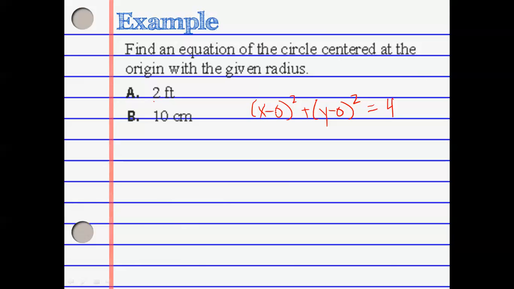Now here, we don't have to leave this equation like this, right? We know anything minus 0 is going to be whatever that number is at the beginning. So x minus 0 is just going to equal x. So we can actually write x squared plus y squared equals 4. So this is something really important. If you have an equation centered at the origin, whatever the radius is, it's just going to be x squared plus y squared equals whatever the radius is squared. So here, 10 squared is 100. So if this one is centered at the origin, it's just x squared plus y squared equals 100.